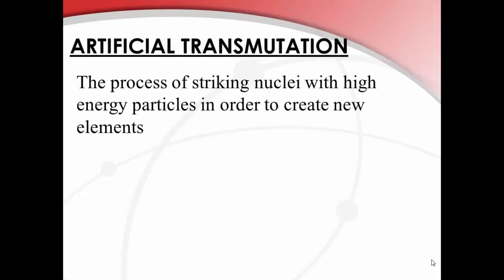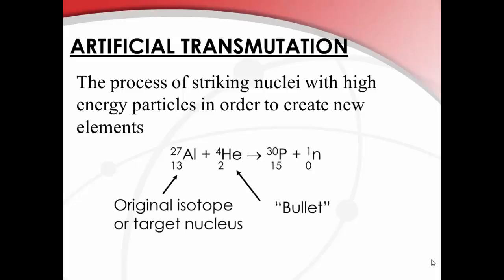Artificial or induced transmutation occurs when atoms of an element are bombarded with particles in a nuclear reactor or particle accelerator. All transuranium elements are man-made through artificial transmutation. The equation below shows an aluminum nuclide being struck by an alpha particle to produce the new element phosphorus and a neutron.